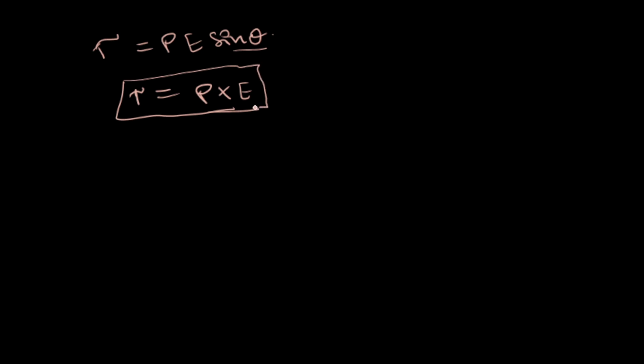From the vector product, the cross product: what is a vector product? A cross B can be written as AB sine theta. So PE sine theta is nothing but P cross E. Torque is a vector, dipole moment is a vector, and electric field is a vector. This equation indicates the direction of the torque.